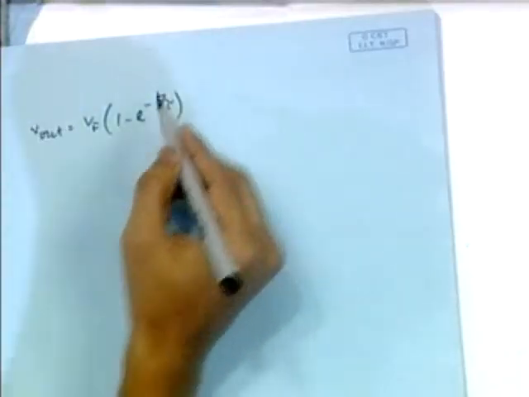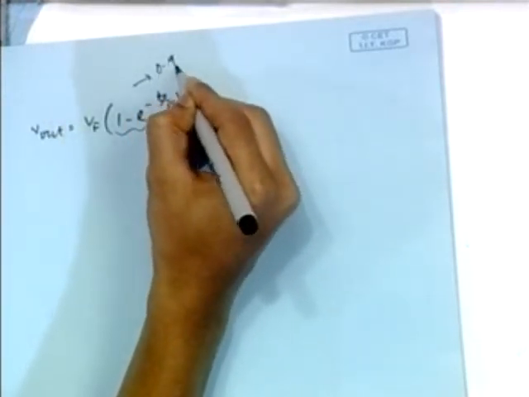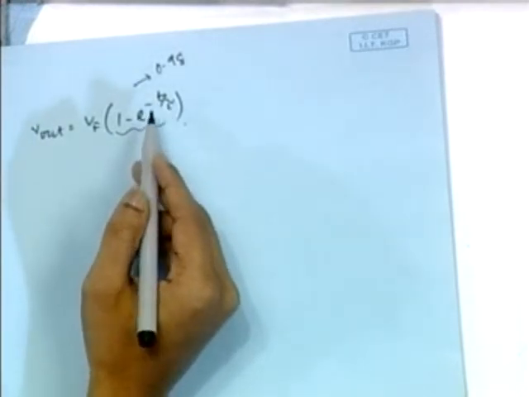That means V out, what should be the value of settling time? Right now we are considering about 2% value. So this portion should be 0.98 because it has already achieved 98% of the output. That will give you t. So 1 minus e to the power minus t by tau is equal to 0.98, and you know tau. So from there you can easily calculate t. So that will give you settling time.